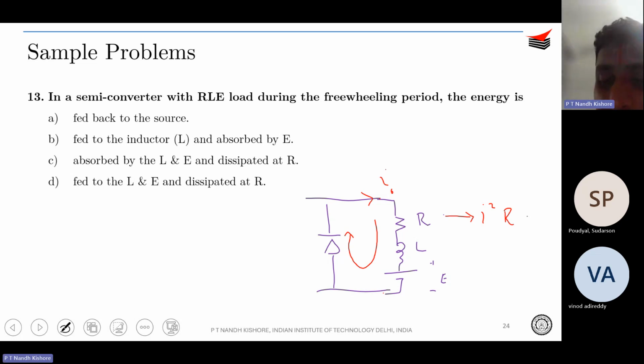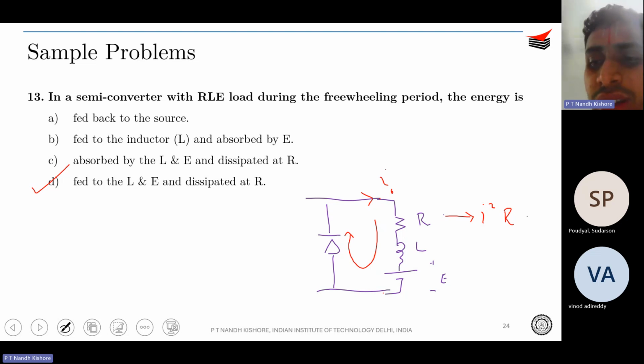Second thing is, of course, I naught is going to flow through the inductor, right? Therefore, it is going to be through the inductor and then through the battery EMF, correct? So can you tell me which of the options it is, whether it is C or D? D, sir. Okay, so why do you think so? Sir, because inductor doesn't absorb energy.